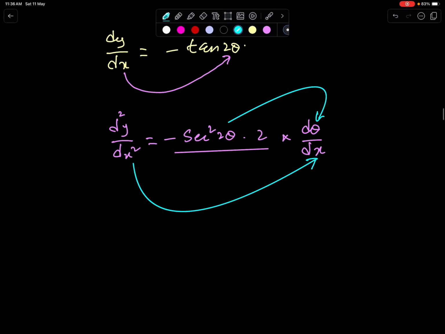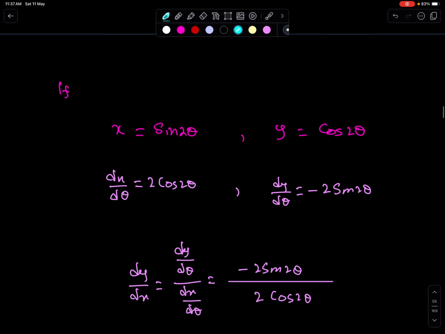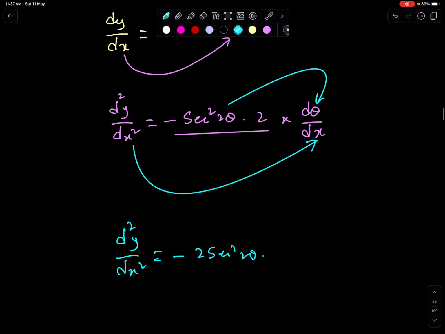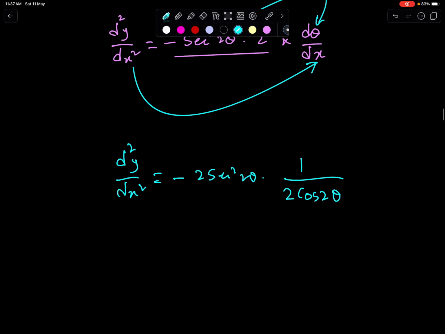And how will you replace the value of d theta upon dx? This is very simple. So we have minus 2 sec square 2 theta and we have dx upon d theta. See, this is dx upon d theta, but we need its reciprocal. So the answer is 1 upon 2 cos 2 theta. And you know the reciprocal of cos is sec. So we'll get minus sec cube 2 theta. That's the answer. And that's the second derivative of parametric.